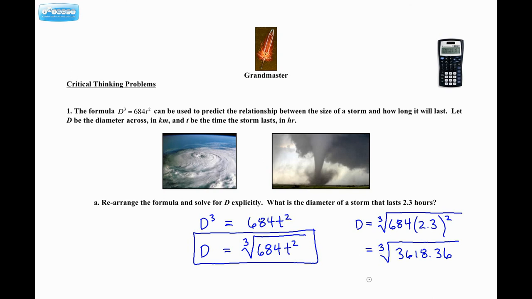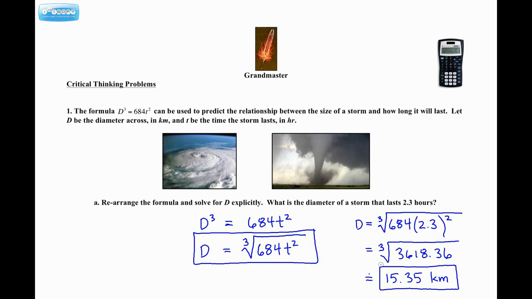Now, most scientific calculators, or a lot of them anyway, will have a cube root button. So if you can find that, which I have it here, you're going to get approximately 15.35. And this is a distance. It is in kilometers.